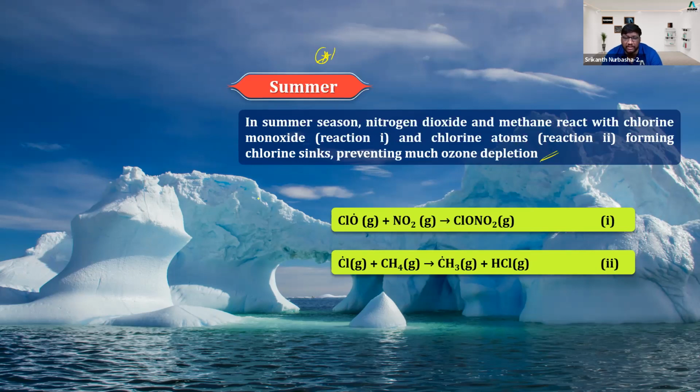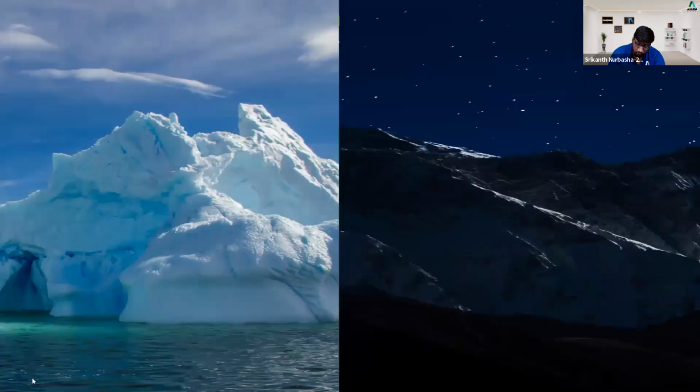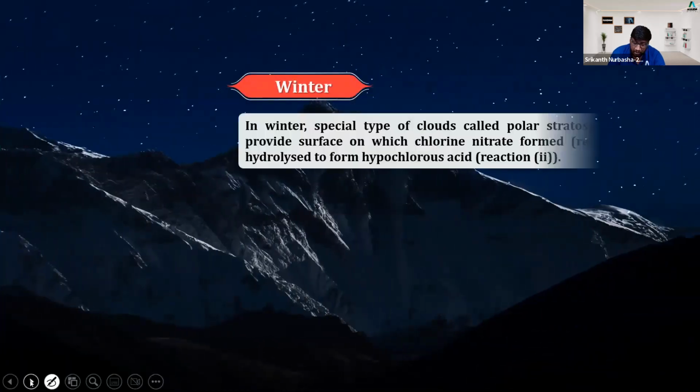The only reason which is responsible for the disturbance of ozone layer is chlorine radicals. So in summer season, nitrogen dioxide and methane react with chlorine monoxide, reaction 1, and chlorine atoms, reaction 2, forming chlorine sinks, preventing much ozone depletion. In the winter, what happens?